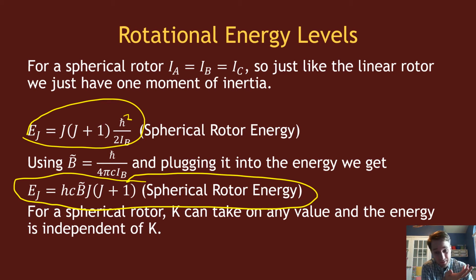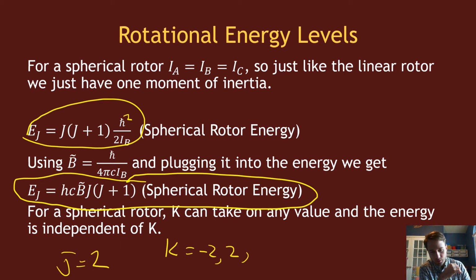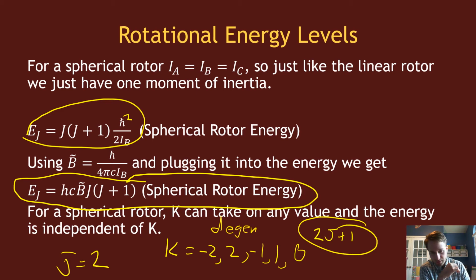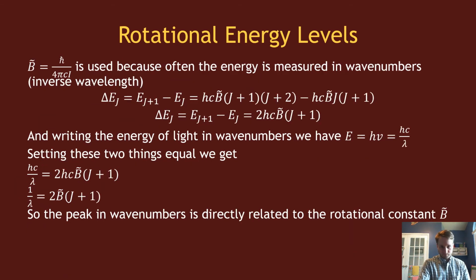So it'll have greater degeneracy than a symmetric rotor. Because now, if J equals 2, K can equal minus 2, minus 1, 0, 1, and 2, and all 5 of those K values have the exact same energy. So the degeneracy here is going to be related to 2J plus 1. That's the degeneracy for your rotational state for a spherically symmetric rotor.